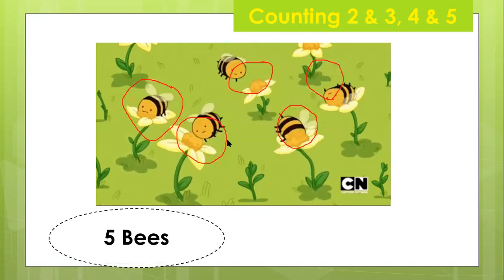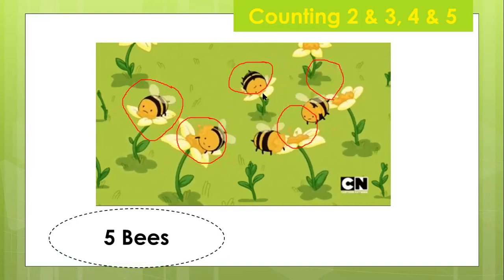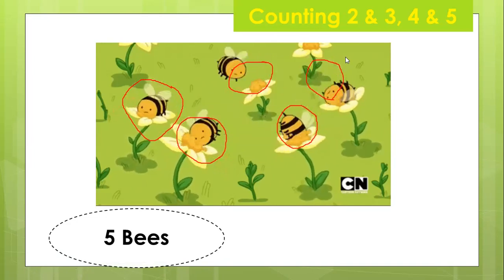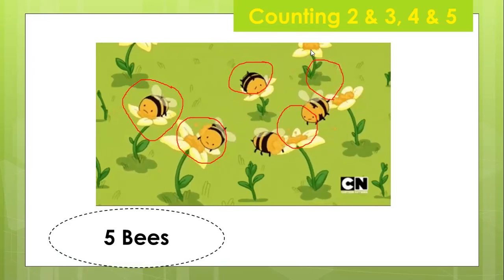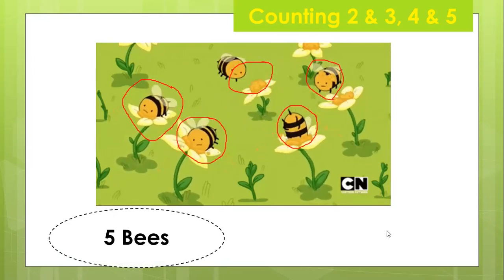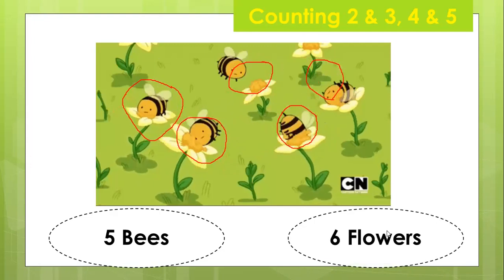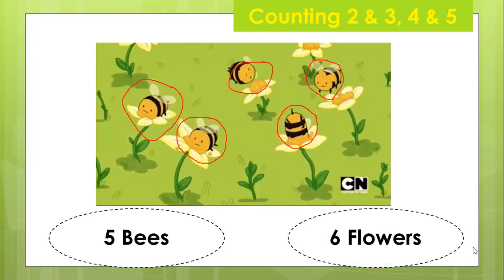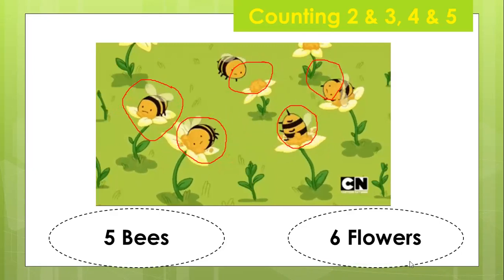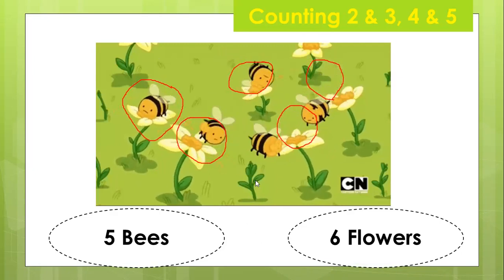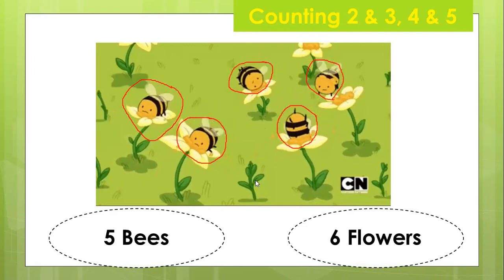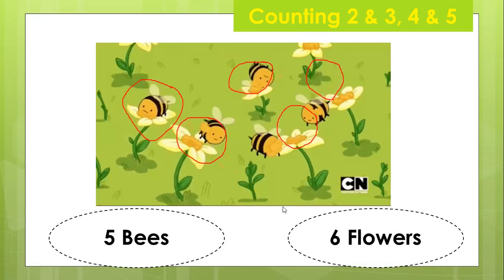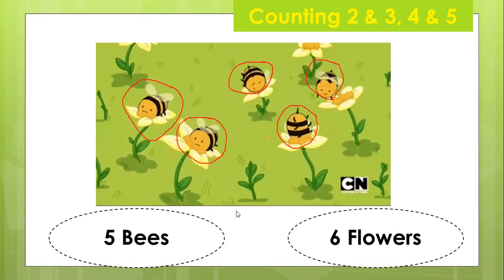1 here, 2, 3, 4, 5, 6. Actually 7 with this one, but it's too little to see. So let's count only 6 because this one is not full. So maybe we just say 6 or you want to say 7, it's okay. So there are 5 bees and 6 flowers, right? Some little plant here doesn't flower yet, but it will bloom soon when it's ready. Right, so see, we can count these objects now.